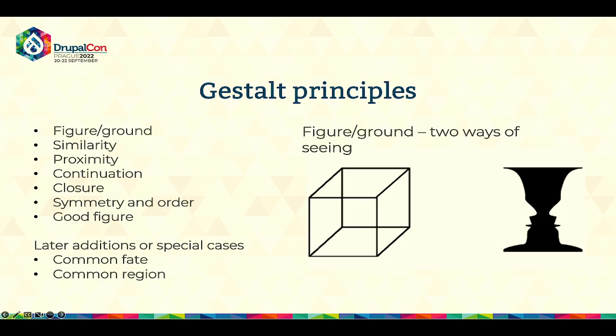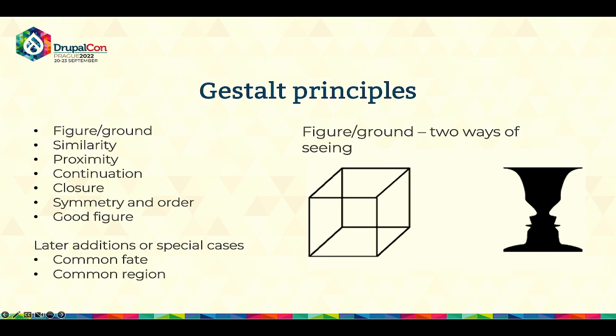The next part is where I go through different gestalt principles: figure ground, similarity, proximity, continuation, closure, symmetry and order, and good figure. Then there are some later additions that are also called gestalt principles, but they are not from the original. They are called common fate and common region. These are about how our brain processes sensations and how we interpret things.